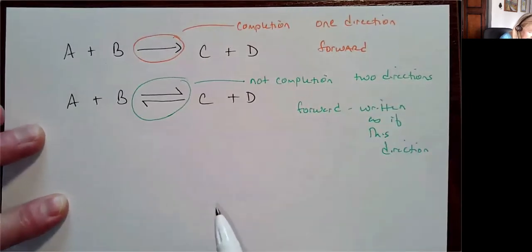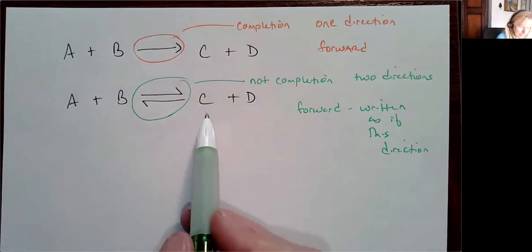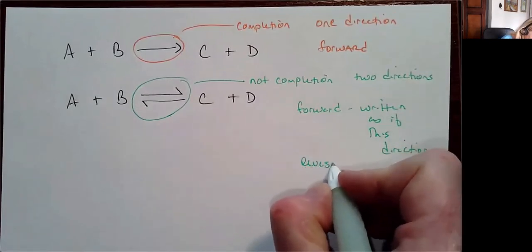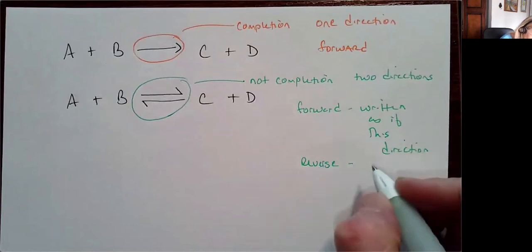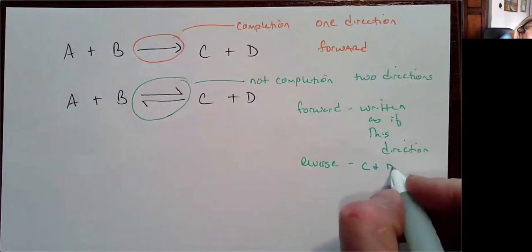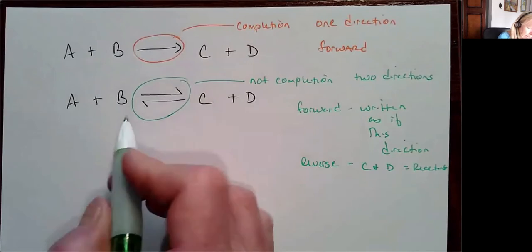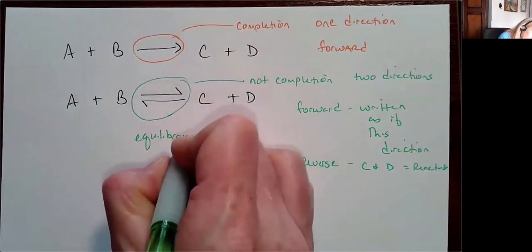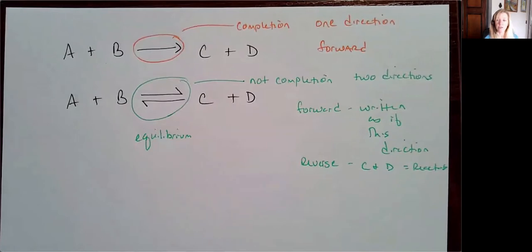It is written as if the reaction is going forward. I'm writing this as if A and B are my reactants and C and D are my products, but it can also go in the other direction, in reverse. And so in reverse, then C and D would be my reactants, and A and B would be my products. And so this is an equilibrium reaction. Equilibrium reactions will not go to completion.